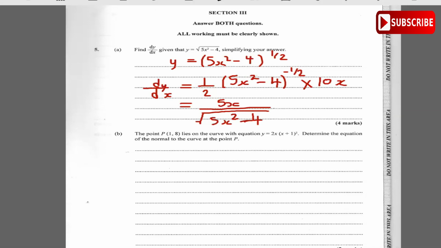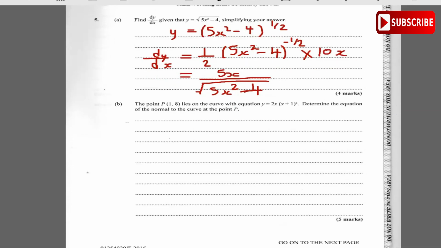The next part of the question says the point P, which is (1, 8), lies on the curve with the equation y equals 2x times (x plus 1) all squared. It says determine the equation of the normal to the curve at the point P.